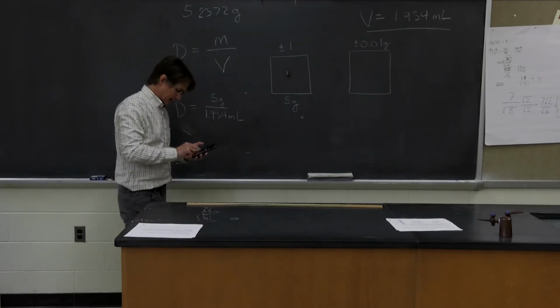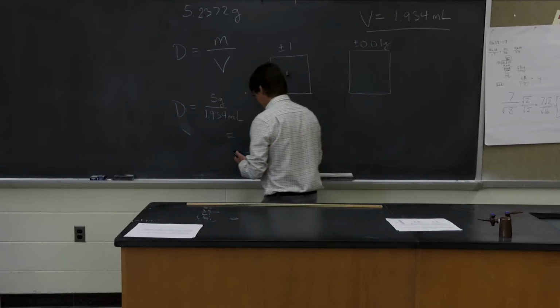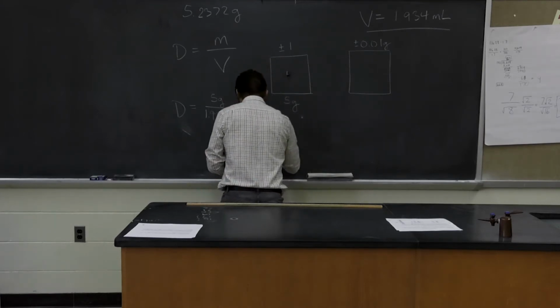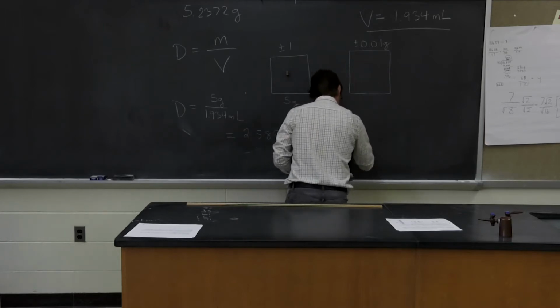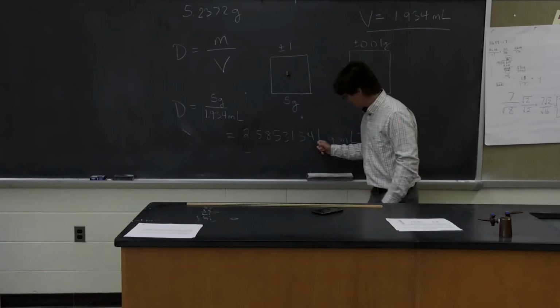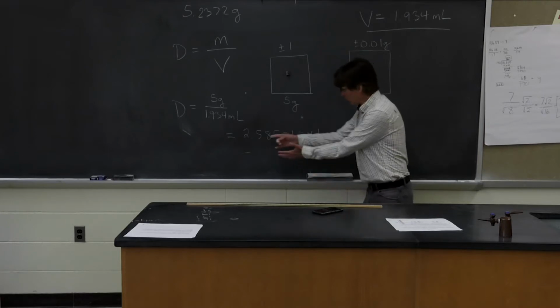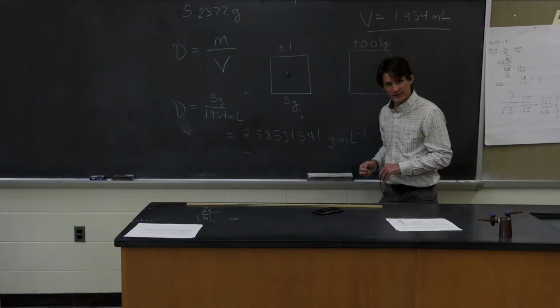5 divided by 1.934. Well, I got a bunch of numbers in my calculator. How many should I write? This is what I get: 2.585315541 grams per milliliter. Should I write all of these? Well, no, of course I shouldn't. I don't know this number all the way out to here. That doesn't make any sense for me to report the density like this. But how should I report the density?